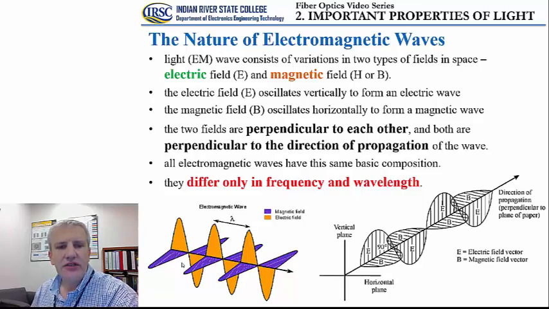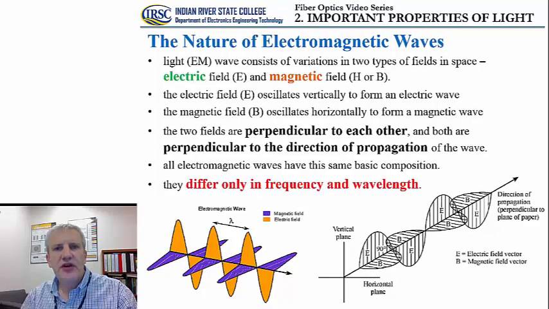Electric field here is shown in orange color, and it's shown as oscillating vertically to form the so-called electric wave, and then the magnetic field is shown in a purple color, oscillating horizontally to form a magnetic wave. So these two quantities, electric field and magnetic field, are perpendicular to each other. They're at right angle relative to each other. What we described here is a so-called transverse wave.